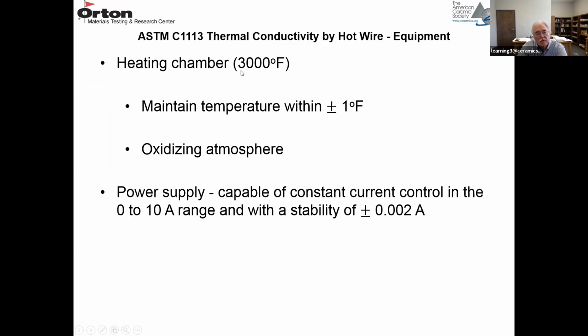You need a furnace. When we go to about 3,000 degrees F, you have to be able to maintain a constant temperature plus or minus a degree F. And it's done in an oxidizing atmosphere. You need a power supply capable of a constant current in the 0 to 10 amp range and a stable constant current.